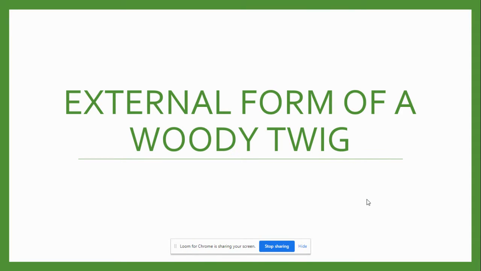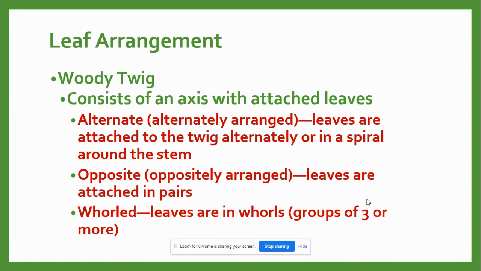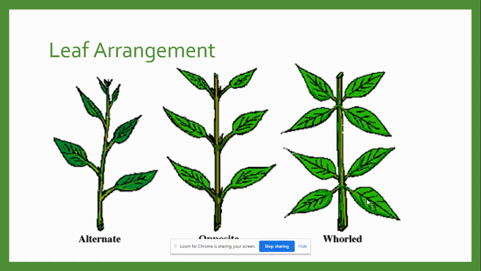So let's start with the external form of a woody twig. We have leaf arrangement. You've got a woody twig. It consists of an axis with attached leaves. They alternate, meaning the leaves are attached to the twig spirally going around the stem. Opposite means oppositely arranged. These are leaves that are attached in pairs. And whorled are leaves that are in groups of 3 or more.